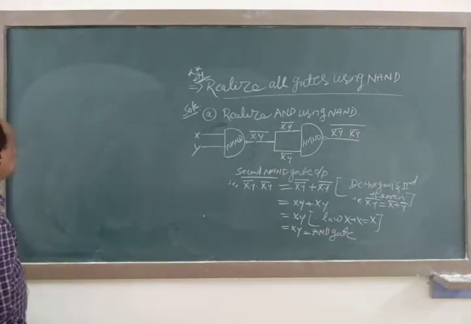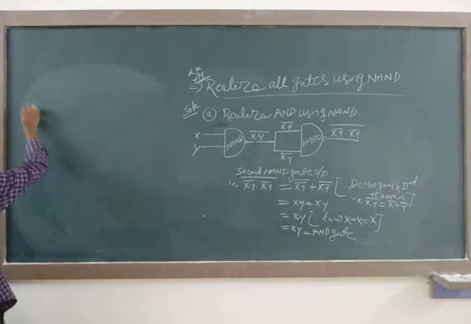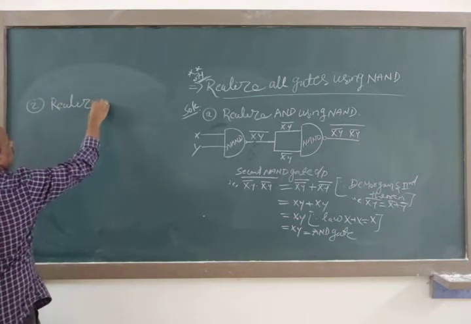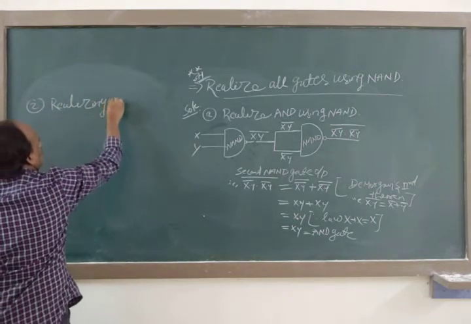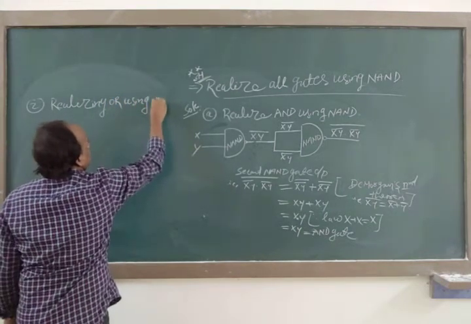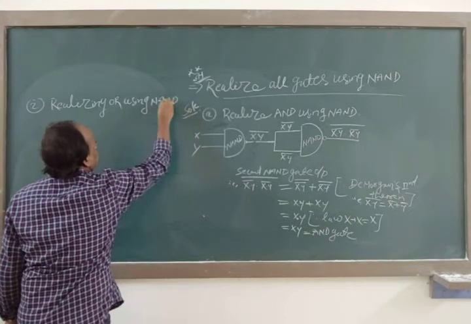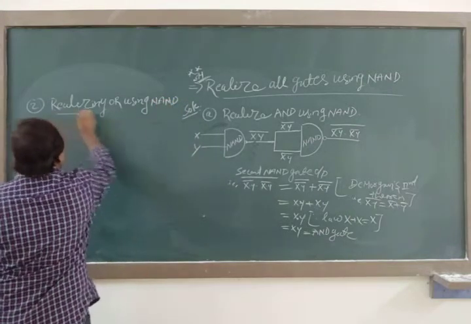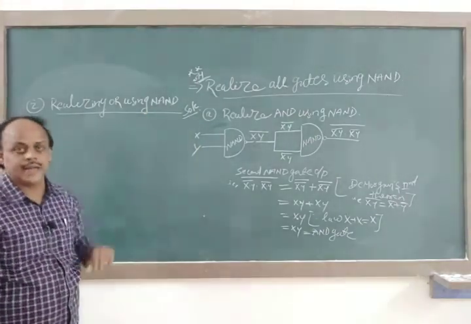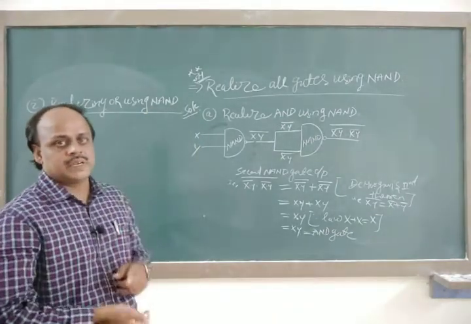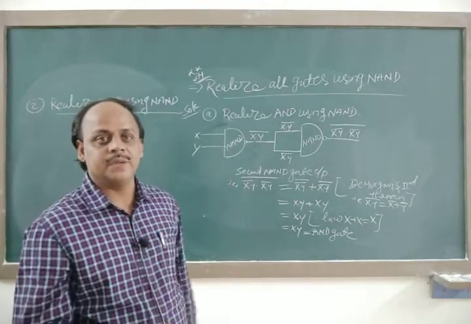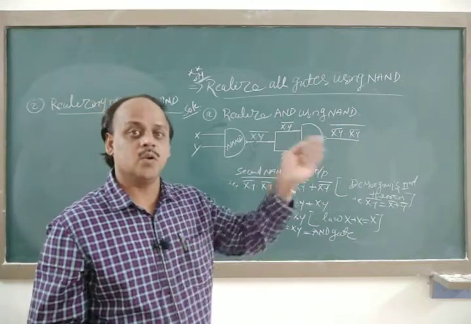Realizing OR using NAND. Suppose two variables are there, x and y, and we are using a NAND gate, means we are getting the result as x into y whole bar.